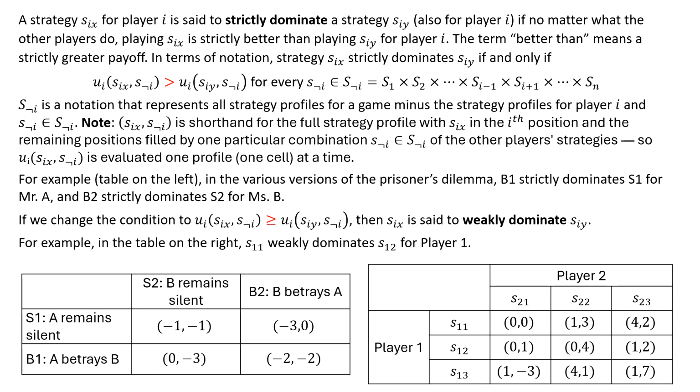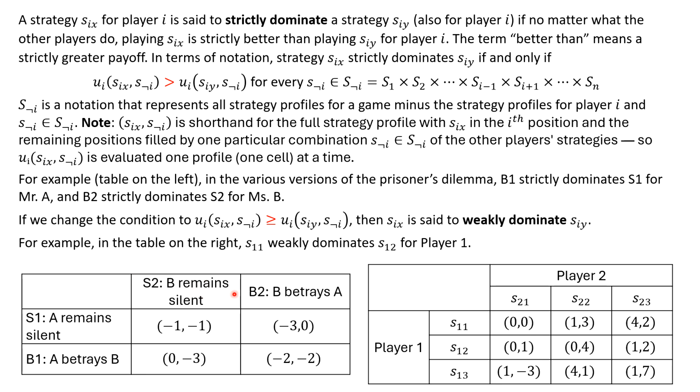On this slide, I want to talk about strictly dominant and weakly dominant. They're closely related. The idea is fairly simple. A strategy S sub IX for player I is said to strictly dominate a strategy S sub IY for the same player if no matter what the other players do, S sub IX is strictly better than playing S sub IY for player I. So let's look at an example.